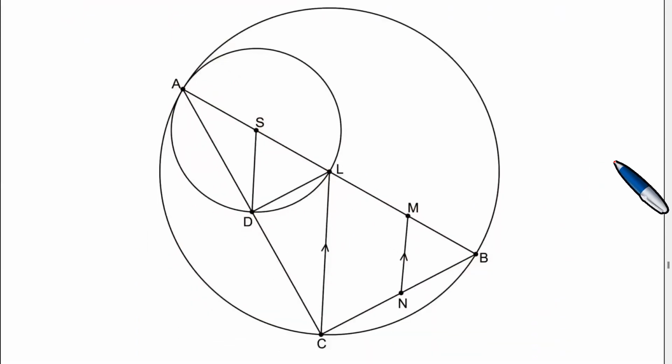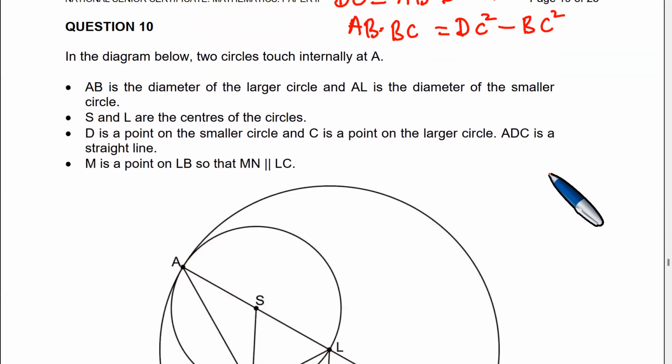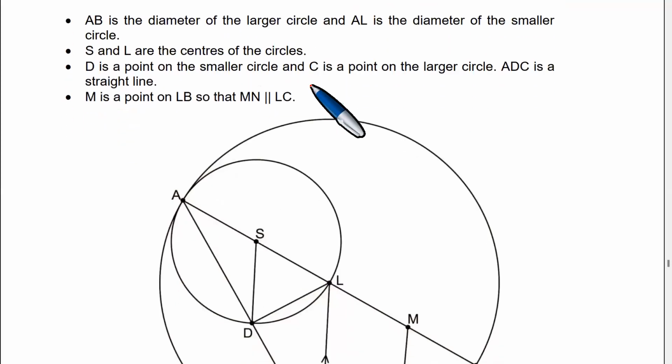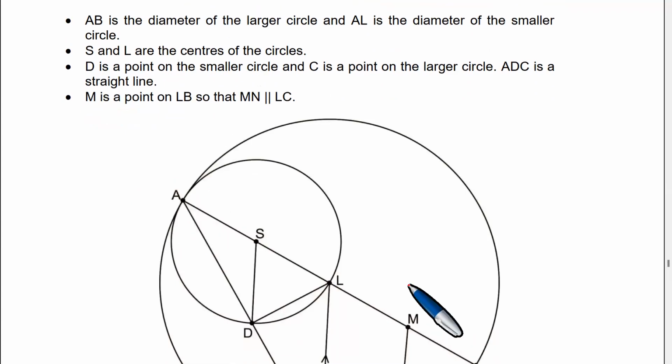Right here we have circles that touch internally. These two circles touch internally. There are circles that touch externally and there are those that touch internally. In the diagram below, two circles touch internally at A. AB is the diameter of the larger circle. Let's look at this very carefully. The examiner is telling us that AB is the diameter of the larger circle. AL is the diameter of the smaller circle.